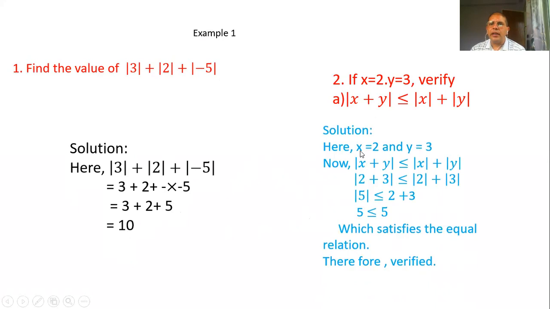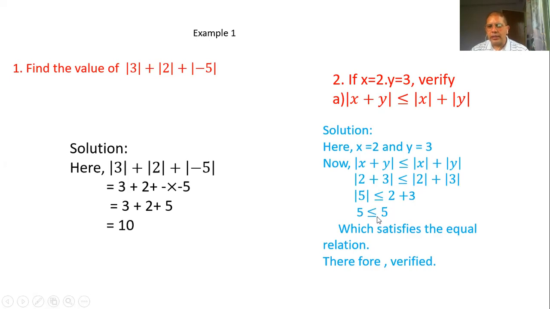Then your solution here, x is equal to 2, y is equal to 3. Your question is |x+y| is less than or equal to |x|+|y|. Now in the place of x and y, write 2 and 3. Then 2 plus 3 is 5, |2| is 2, |3| is 3, 2 plus 3 is 5. Now 5 is equal to 5.